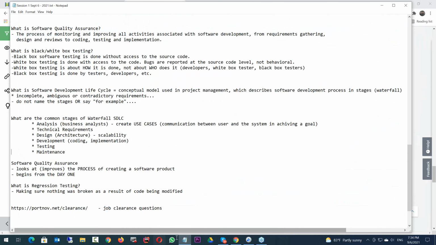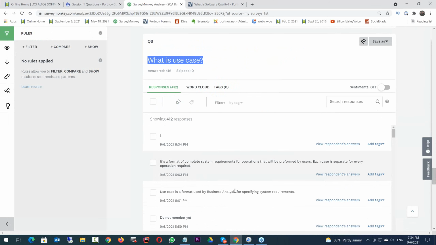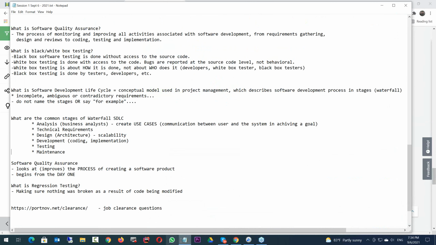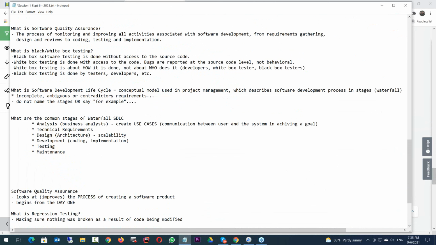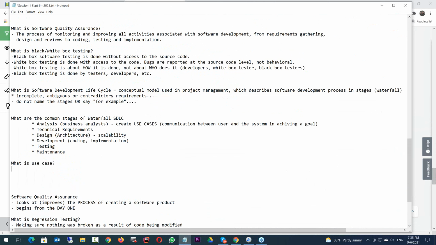What is use case? So guys, use case is a cool thing. Kind of, it's a format. It's a format for defining business requirements. Use case. And I think we're going to find it in our quiz here. Use case, yes. Format used by business analysts for specifying system requirements.